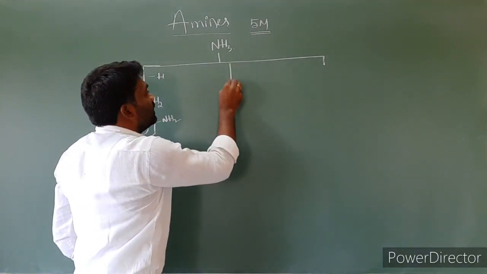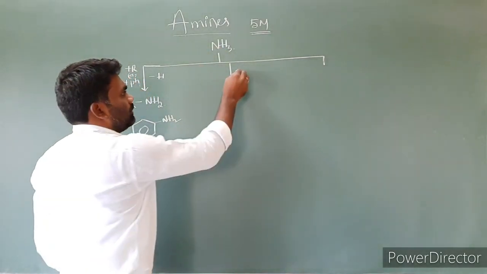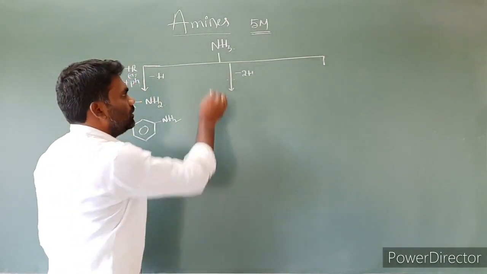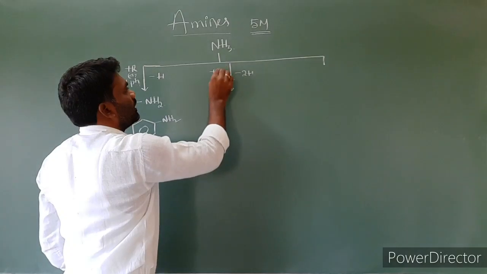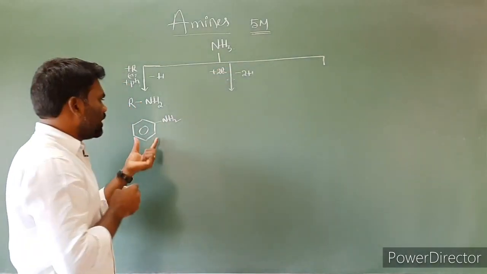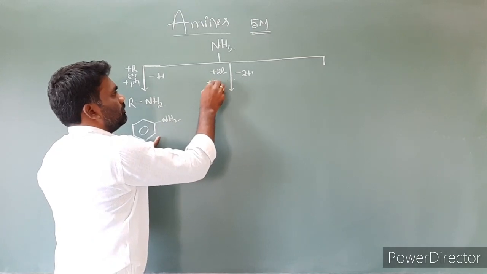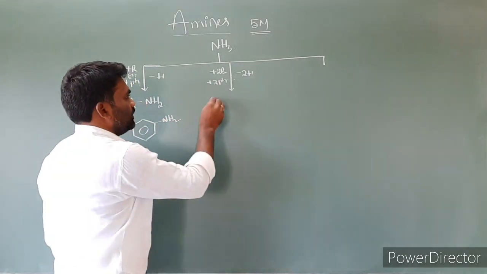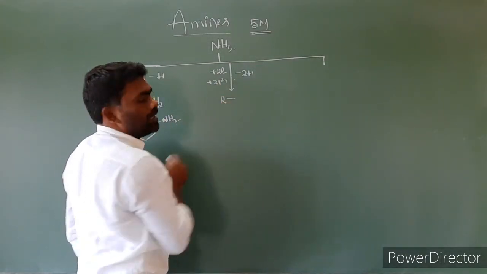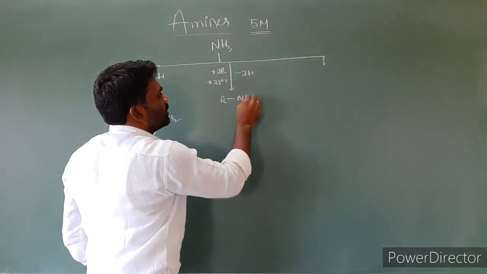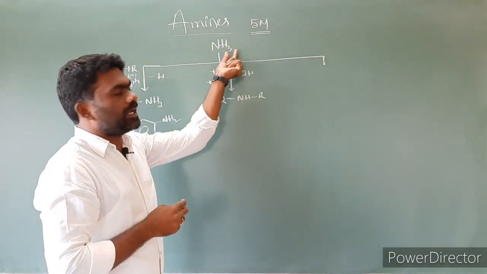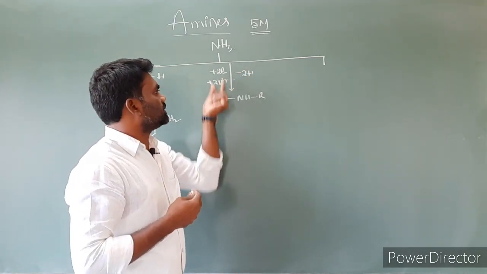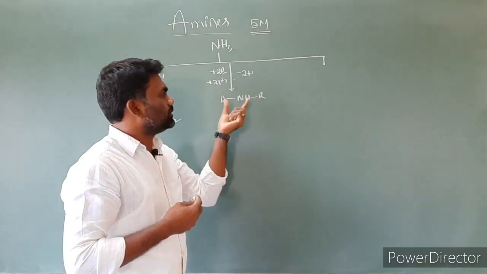Otherwise, I am removing two hydrogens from the ammonia molecule. If two hydrogens are removed, we have to add two alkyl groups, or two phenyl groups, or one alkyl and one phenyl. Let us take one example. I am adding two alkyl groups, R, R, NH. Look at this. It has 3 hydrogens. I removed 2 hydrogens, remaining is only 1 hydrogen. In the place of 2 hydrogens, I added 2 alkyl groups. So this is the amine.